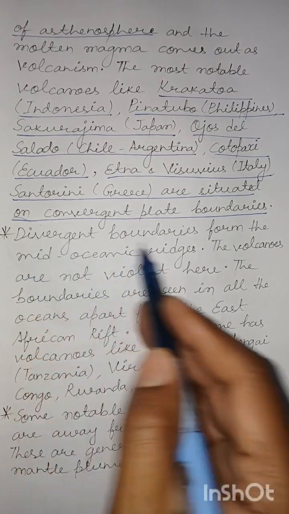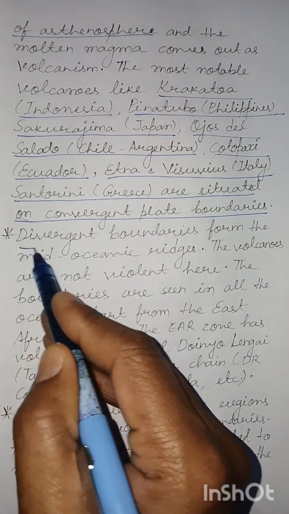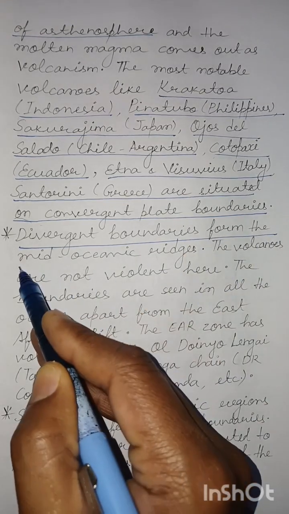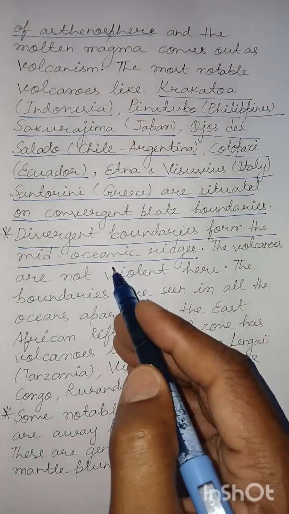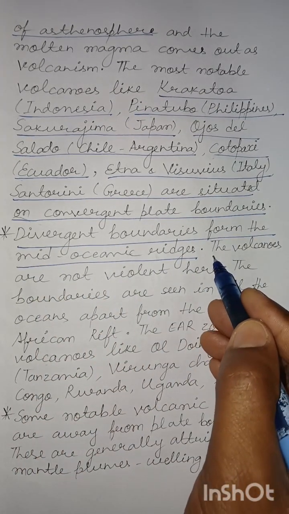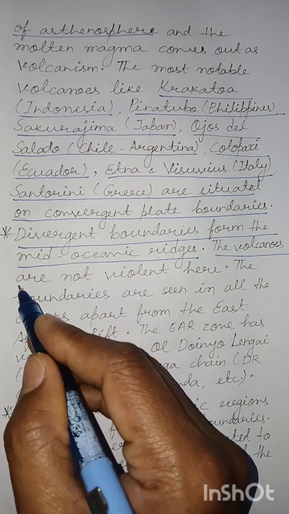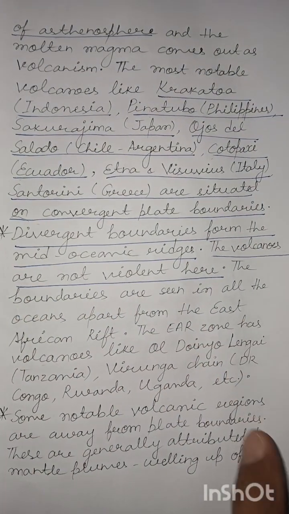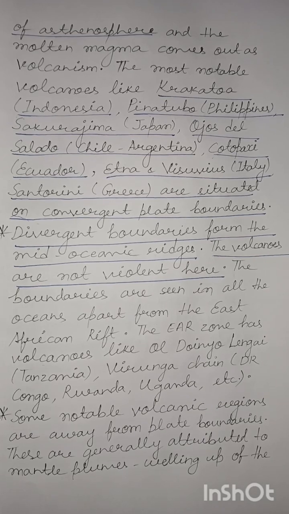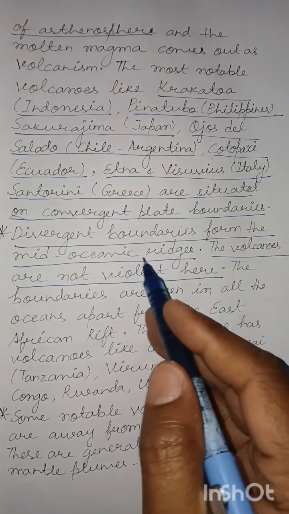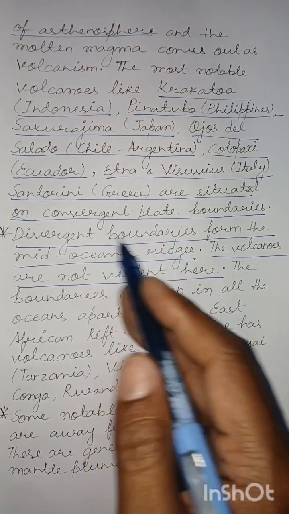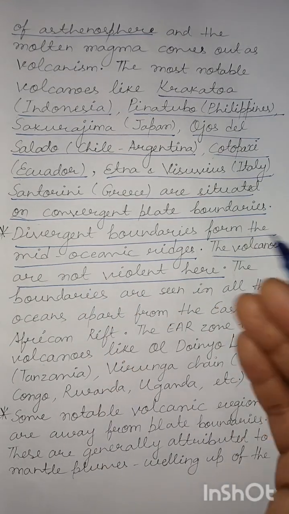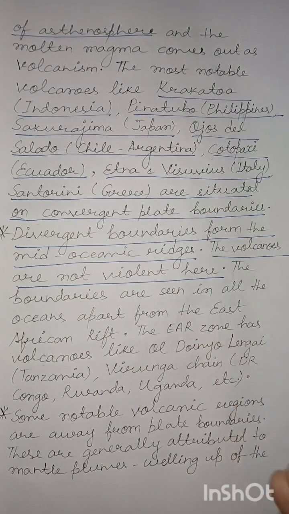Then come the divergent boundaries. Divergent boundaries form the mid-oceanic ridges. The volcanoes are not violent here. This basic difference we have to keep in mind, that it is generally the convergent boundary associated volcanoes that are more violent, while the volcanism in the mid-oceanic ridges or the divergent boundaries is not a violent one actually.